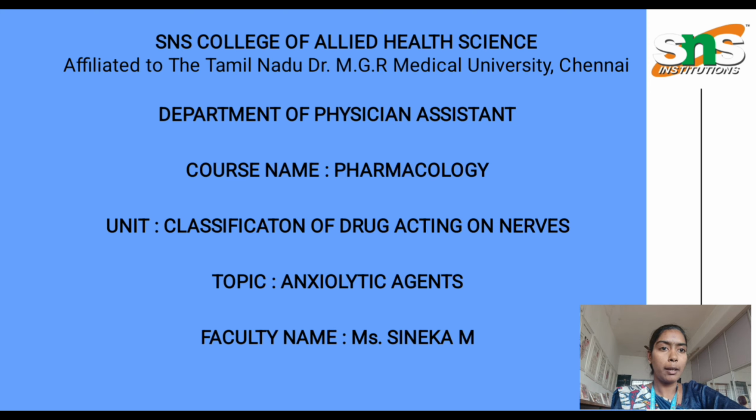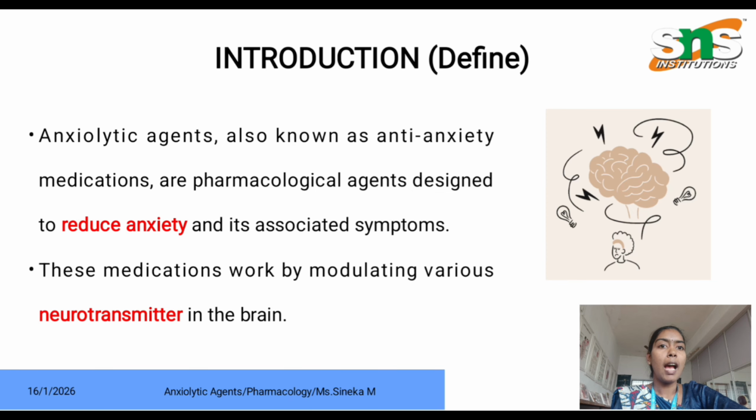Today we are going to see about anxiolytic agents. Anxiolytic agents are also called anti-anxiety medications. They are pharmacological agents designed to reduce anxiety and its associated symptoms. These medications work by modulating various neurotransmitters in the brain. Neurotransmitters are chemical messengers which transmit signals from the nervous system to the entire body. By altering these neurotransmitters, the anti-anxiety drugs work.